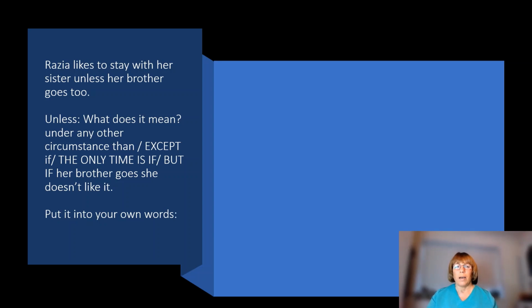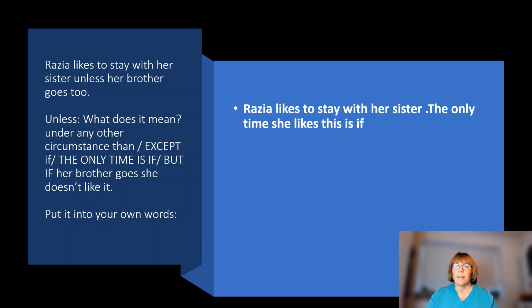How might I think about that sentence? Well, I might say, Razia likes to stay with her sister. The only time she likes this is if her brother doesn't go as well. And that's what we call long-winded. It means I've taken a longer time to say something I could have said in a shorter way.